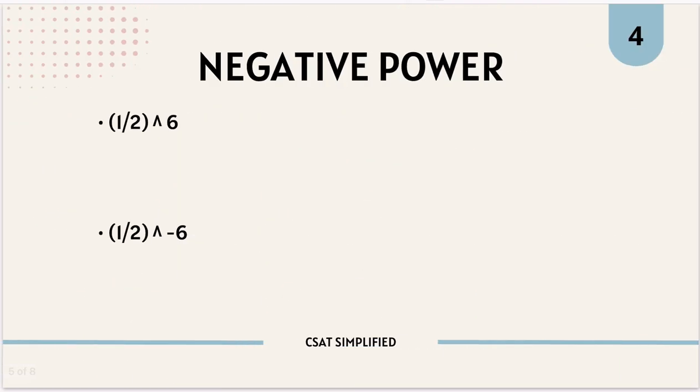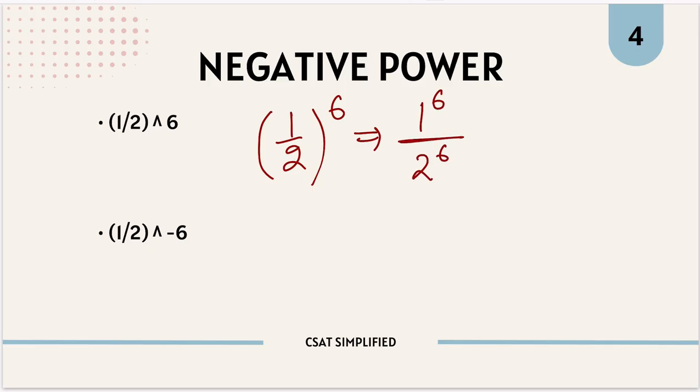Now what is negative power? Suppose I say 1 by 2 raised to power 6. What exactly does this mean? So here you see, how can you write 1 by 2 raised to power 6? One way is, you can write this as 1 to the power 6 by 2 to the power 6. This is how you would separate the power: whatever is the power, assign it to the numerator and the denominator separately, right?